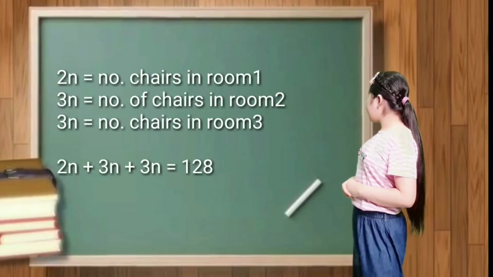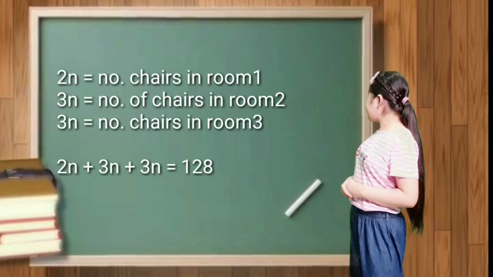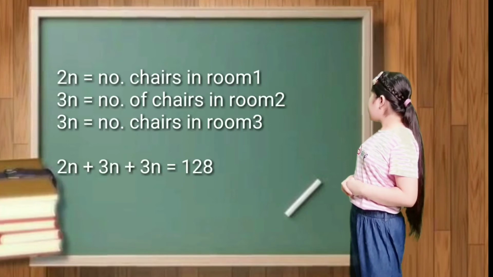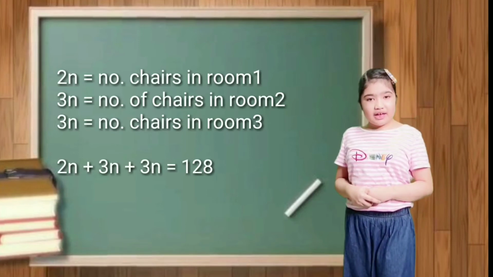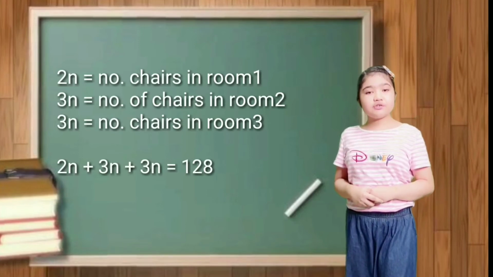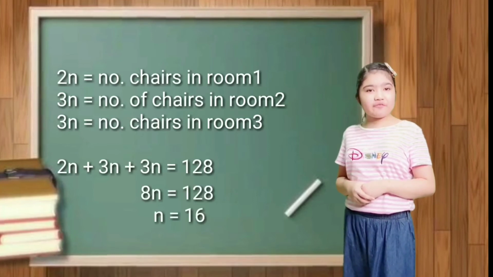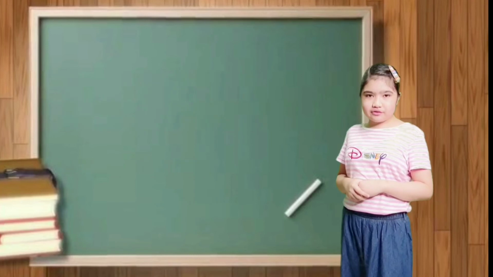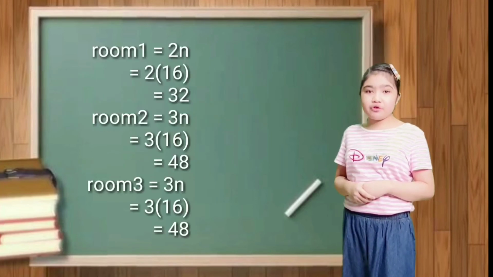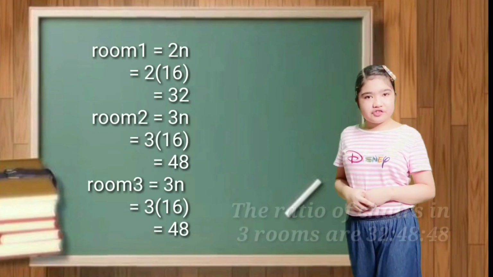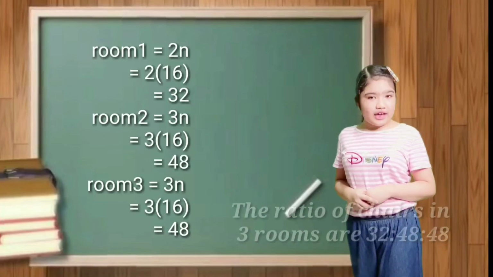2n is the number of chairs in room 1. 3n is the number of chairs in room 2. 3n is the number of chairs in room 3. 2n plus 3n plus 3n is equal to 128. By solving this, we can get the value of n. And by substituting the value of n, we can get the exact number of chairs in every room. The numbers of chairs in the 3 rooms are 32, 48, and 48.